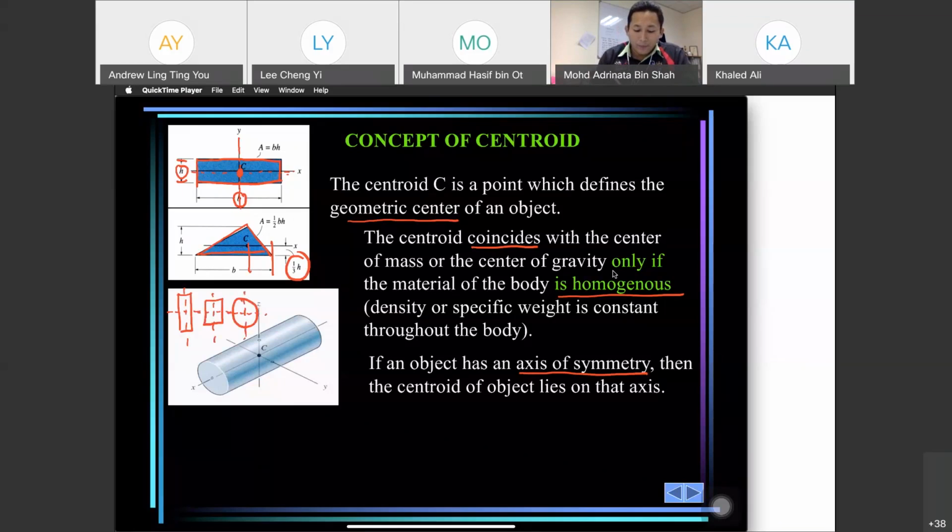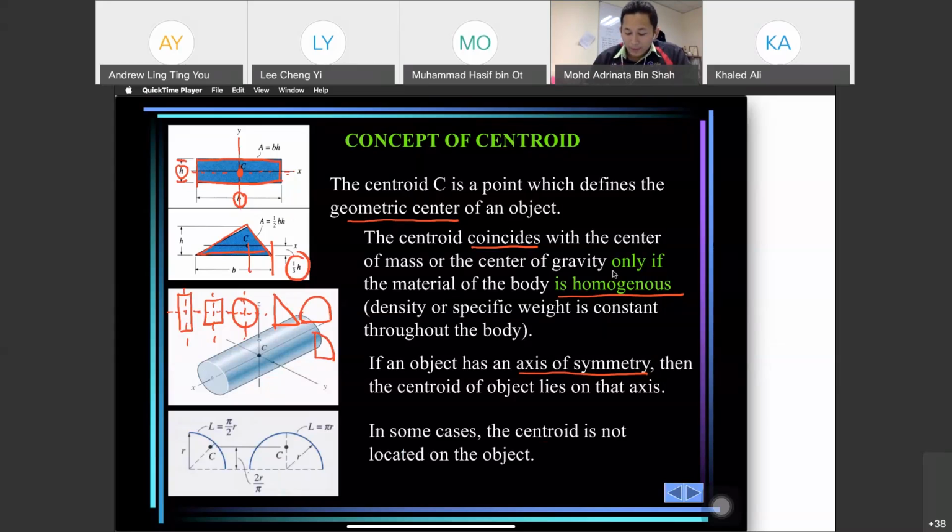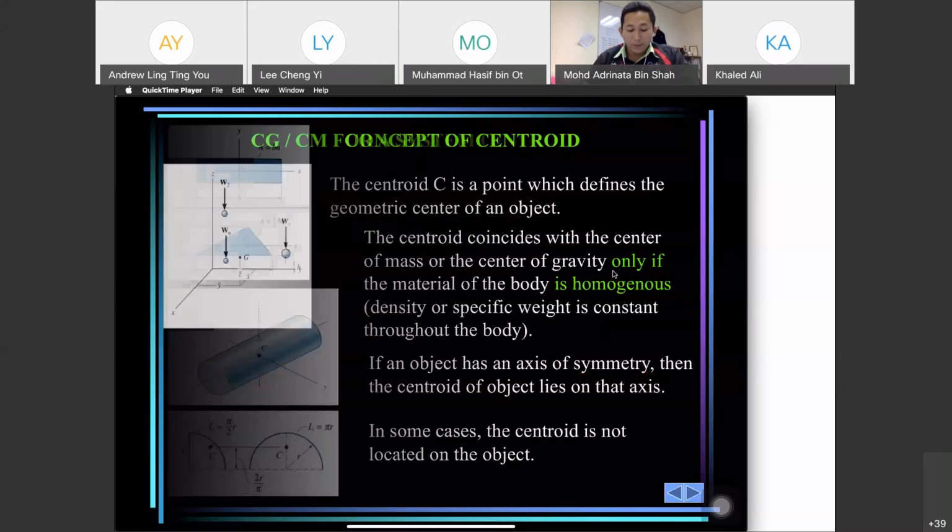But what if you have a triangle, a half circle, a quarter? How do we determine their center, the centroid? In some cases, the centroid is not located on the object. So it is not in the object, it is outside of the object.